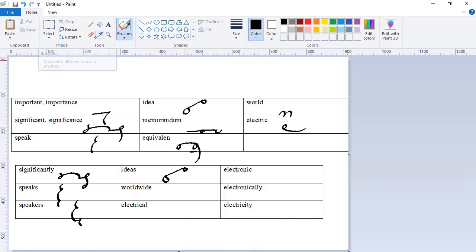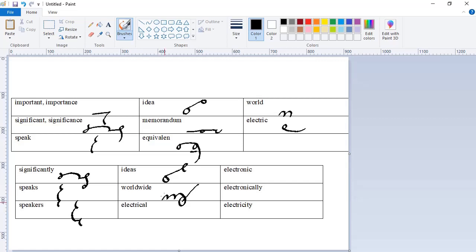So we have idea. Erase muna natin yan. Mali pala. So, ideas. Okay, so bumaliktad yung idea para nang sa ganon, mas madali mong isusulat yung letter S. Okay? Next, worldwide. So we have world, and then next is wide.